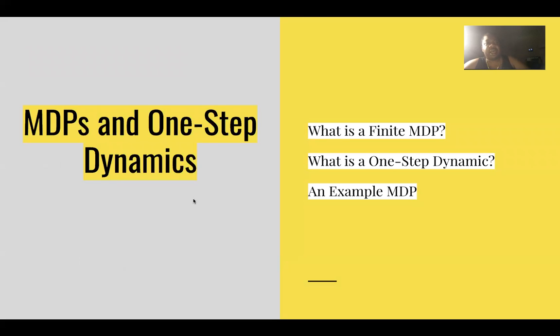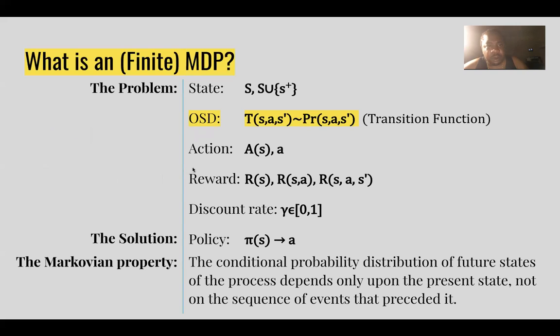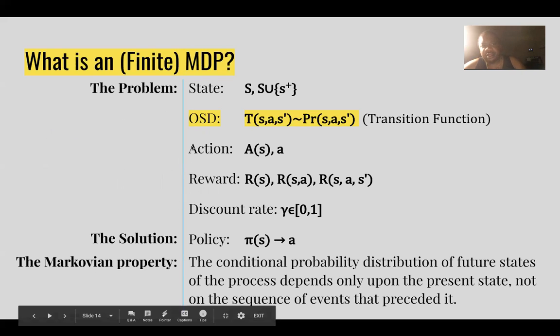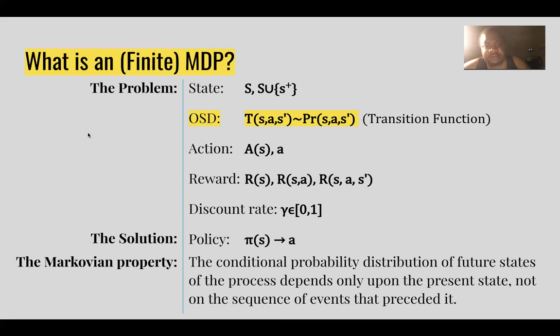All right, so let's talk about MDPs and one-step dynamics. So here is kind of the whole enchilada. This is a definition of a finite MDP. So we talked about states. States are just ways to represent a unique location or configuration of an environment.